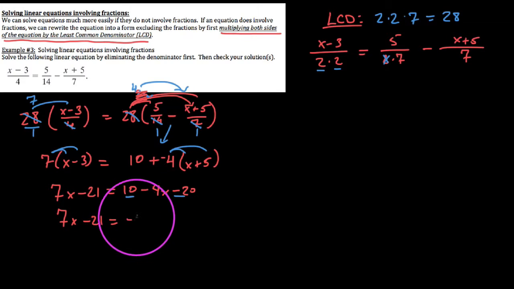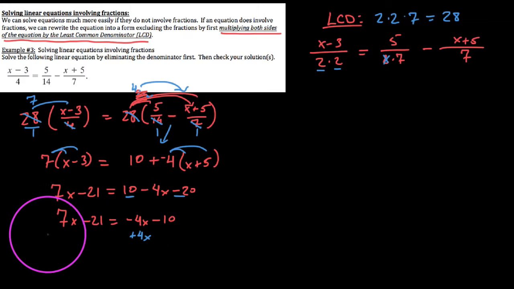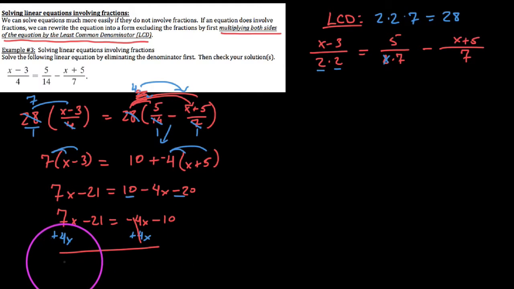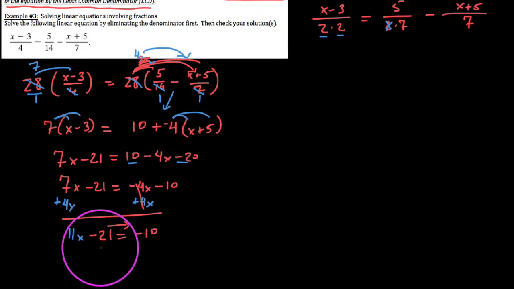So if I said, well, I've got a negative 4x over here, a positive 10 and a negative 20 gives us a negative 10, I'm going to add 4x to both sides. I want to get all of my x's on one side now. We'd say, well, then this side they would cancel, and I get 11x minus 21 is equal to negative 10. And if I were to now add 21 to both sides, notice what we get.